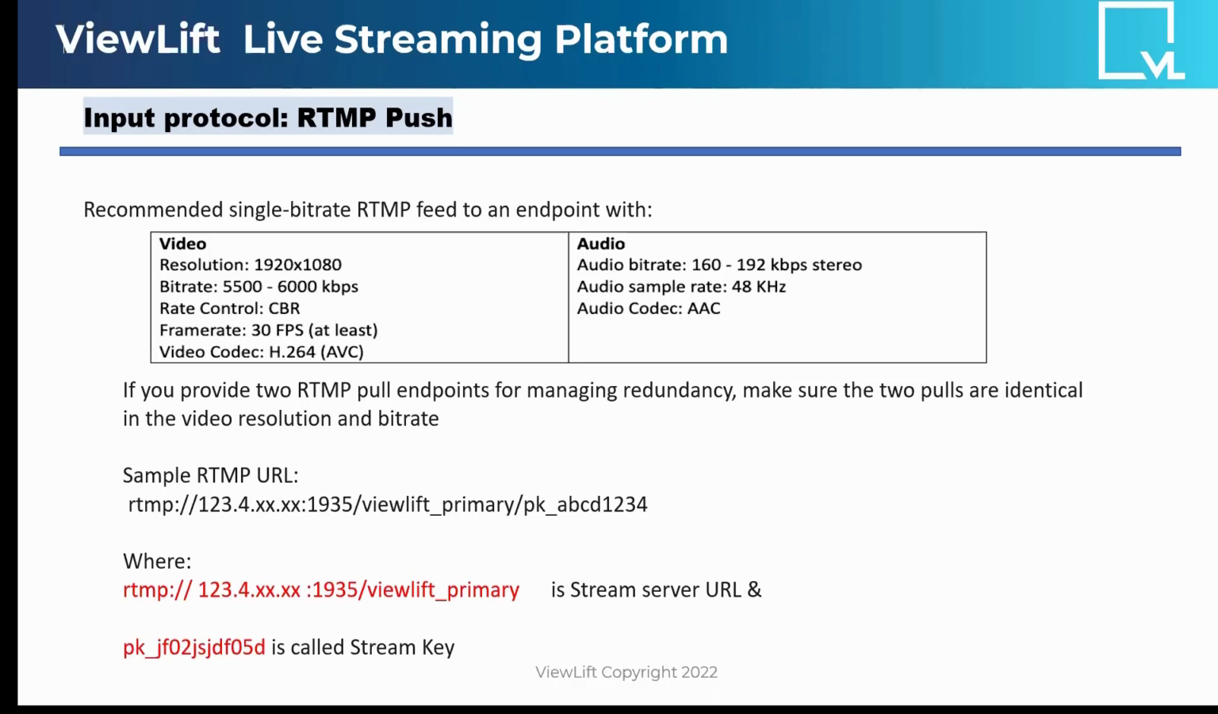Then this will establish the connectivity between the event location and our location. This is recommended whenever we start the channel. After starting the channel, this RTMP should be started. Otherwise, once you start RTMP from the event location, it will go into throttle mode.